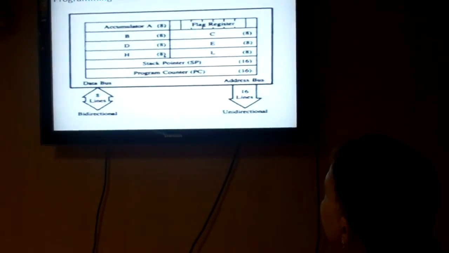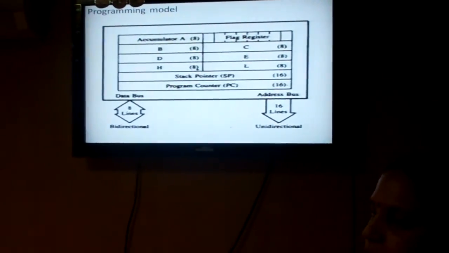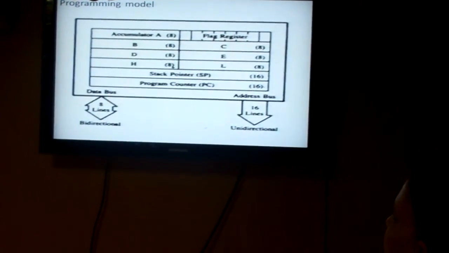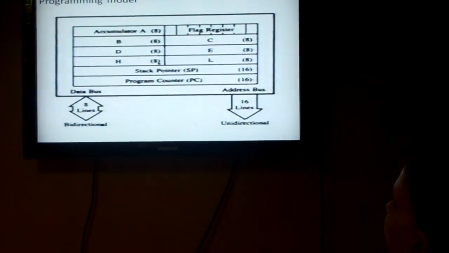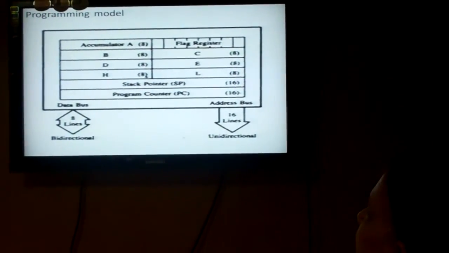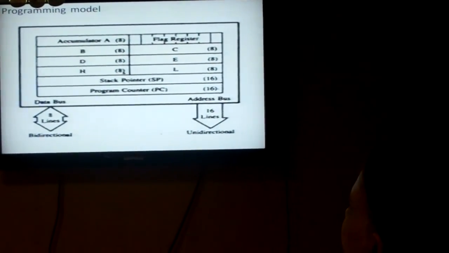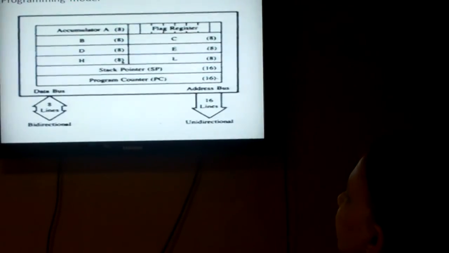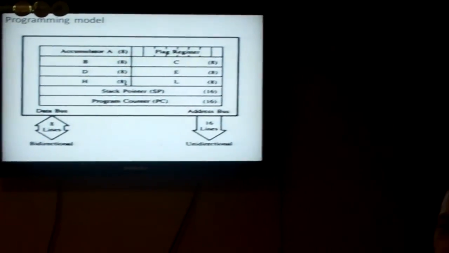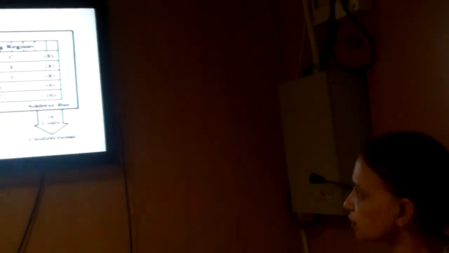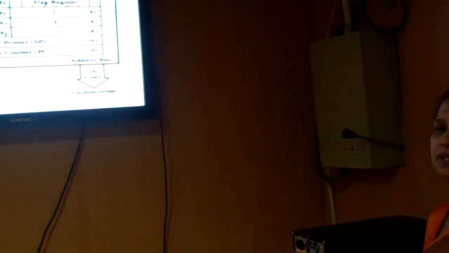What is the accumulator? On the right is your flag register, which gives the status of the flags. Then you have registers B, C, D, E, H and L, which are to be used either singly, storing 8 bits of information, or as a pair, storing 16 bits of information. Then you have a stack pointer, which keeps the stack of the instructions, and the program counter, which sequences the execution of the program.